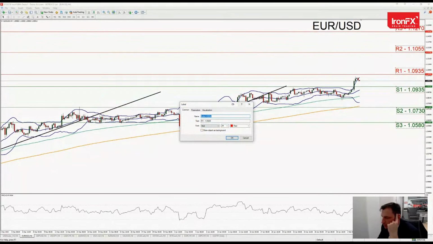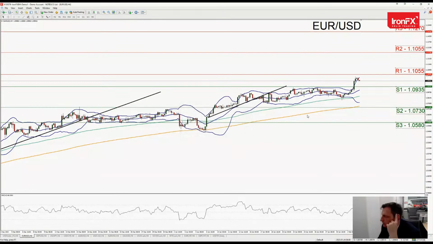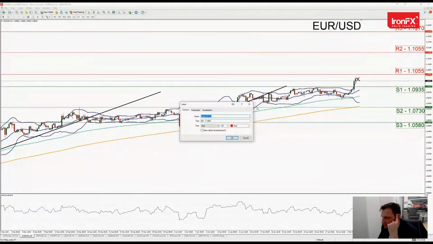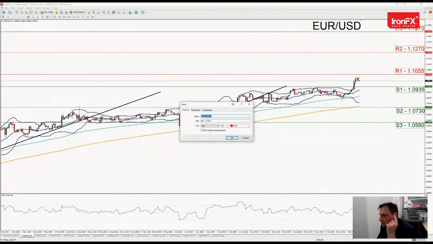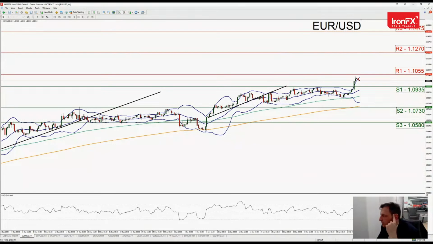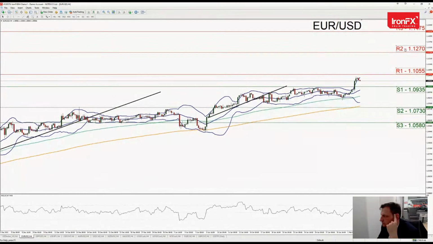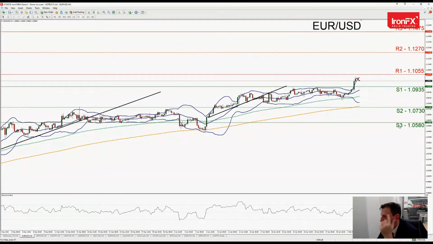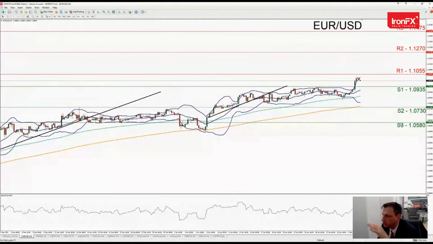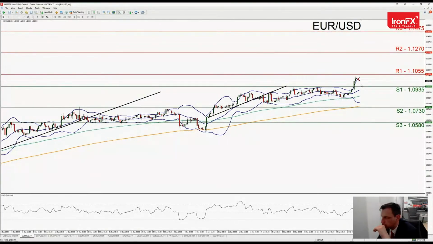The R1 at 1.1055. The R2 at 1.1270. And the R3 at 1.1475. As we have noted, despite the correction lower, we tend to maintain the bullish outlook for the pair.